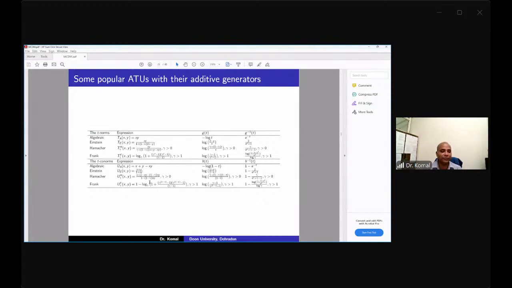In the second table, you can see their T-conorms. Again, algebraic, Einstein, and Hamacher. Their additive generators are also represented here. For example, in the algebraic case, the additive generator is minus log (1 minus t), and its inverse is given by 1 minus e raised to the power minus t. Using this combination, you can generate this algebraic expression U(x, y) is equal to x plus y minus xy. Similarly, you can use Einstein, Hamacher, and Frank by using their additive generators.